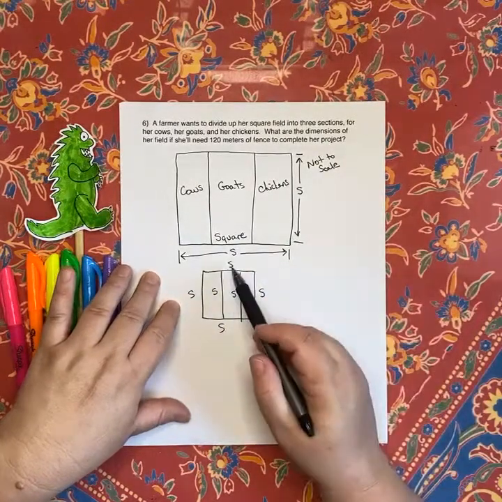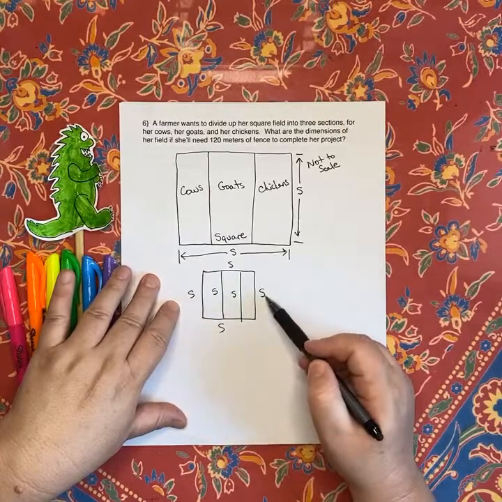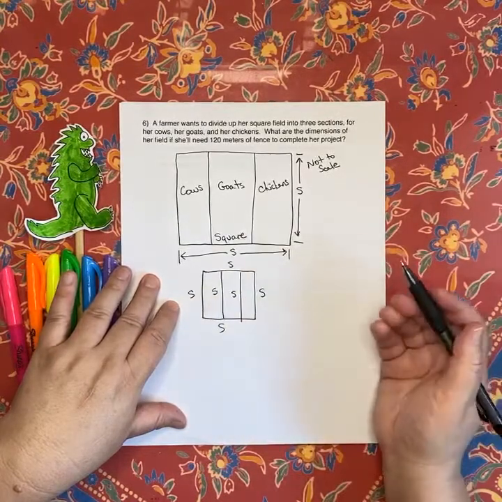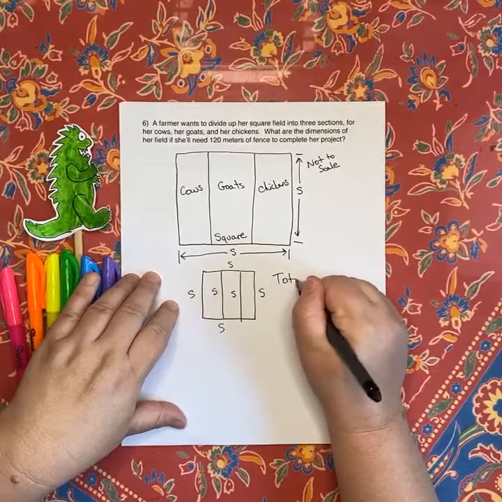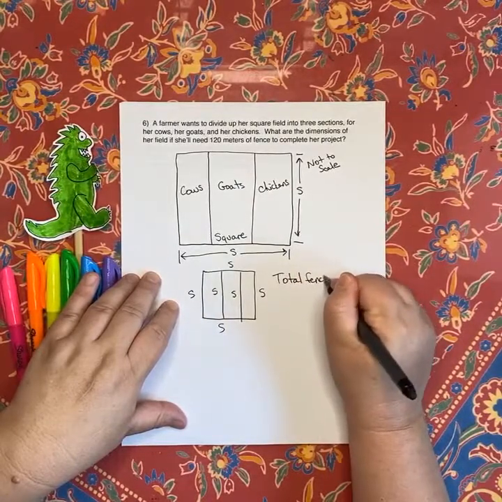Let me count it again. 1, 2, 3, 4 on the outside and 2 on the inside. That's 6. So the total fence or fencing required.